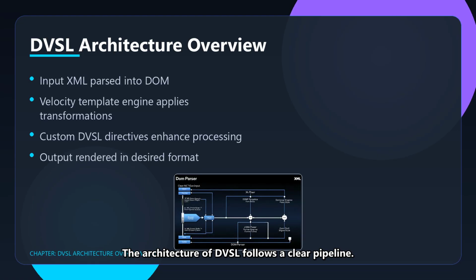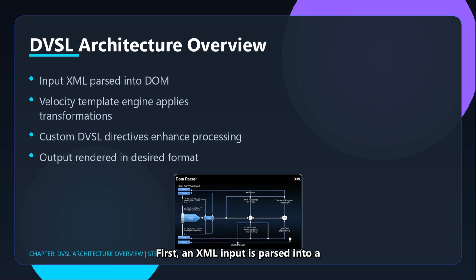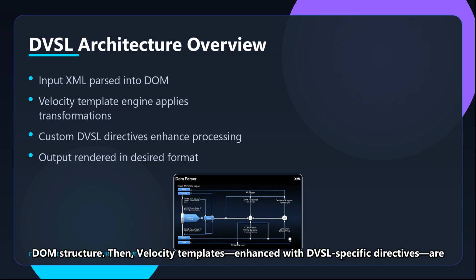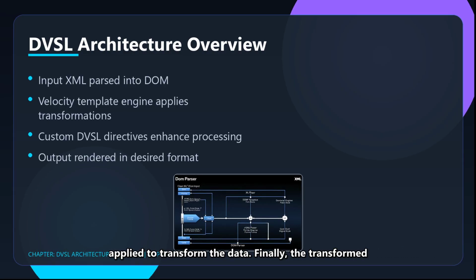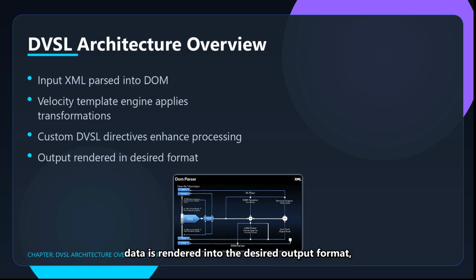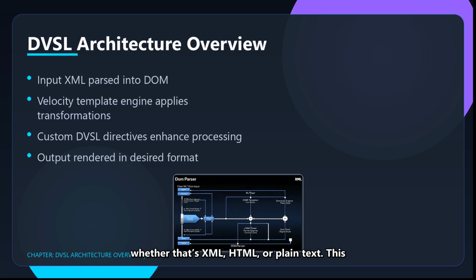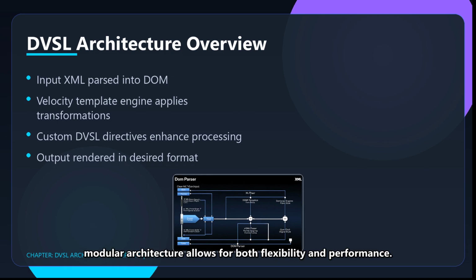The architecture of DVSL follows a clear pipeline. First, an XML input is parsed into a DOM structure. Then, Velocity templates enhanced with DVSL-specific directives are applied to transform the data. Finally, the transformed data is rendered into the desired output format, whether that's XML, HTML, or plain text. This modular architecture allows for both flexibility and performance.